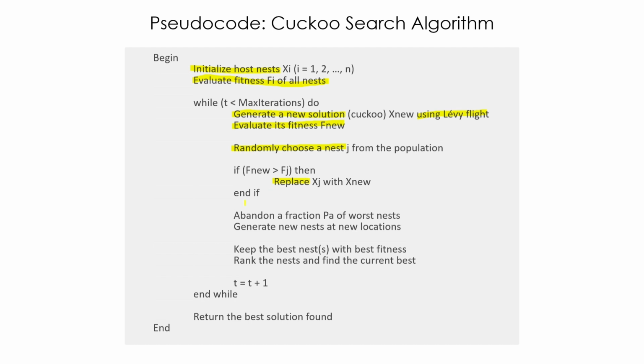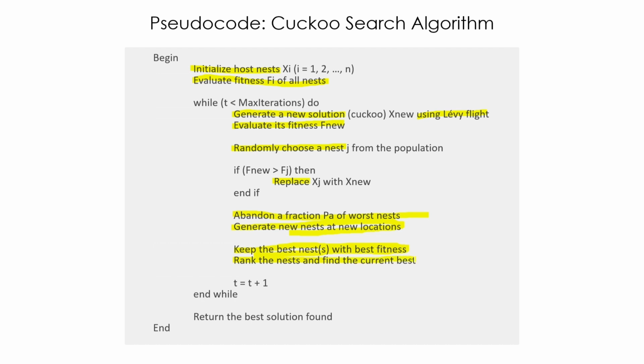In the next step, we abandon a fraction of the worst nests. Some birds might notice that the eggs look suspicious. They remove the worst nests, the ones with weak or fake eggs. In the next step, to replace the lost nests, new ones are built in totally new locations. New spots might lead us closer to the hidden treasure, which is the best, perfect solution. In the next step, the best and strongest egg is always protected. No matter what happens, we never lose our best discovery. In the next step, we rank solutions and update the current best.